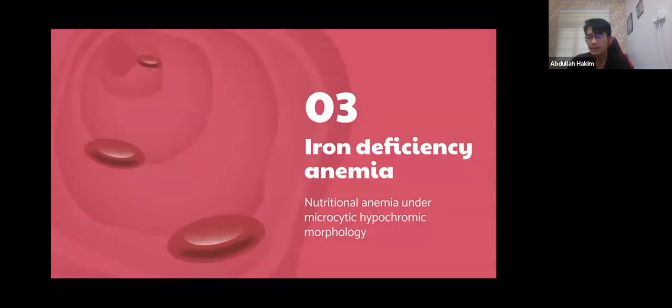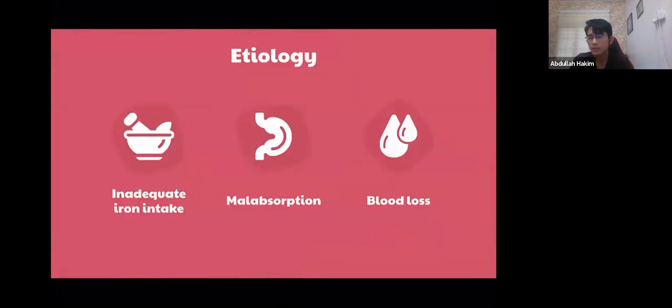So let's dive into the nutritional anemia itself. Under microcytic hypochromic morphology, we have iron deficiency anemia. What are the etiologies for iron deficiency anemia? There are 3: inadequate iron intake, malabsorption, and also blood loss. But we'll be focusing on inadequate iron intake. It is common in infants because additional iron is required for the increase in blood volume, for growth, and also to build up the child's iron store.